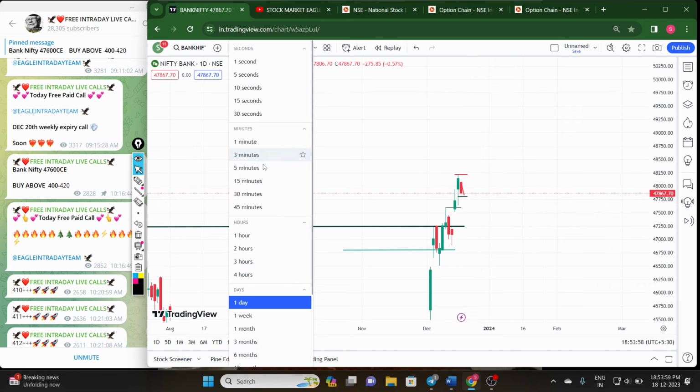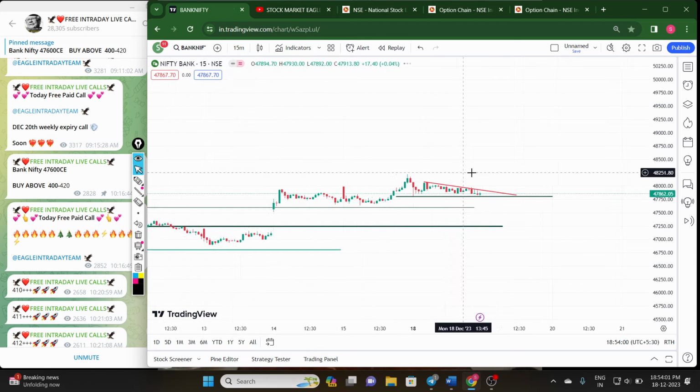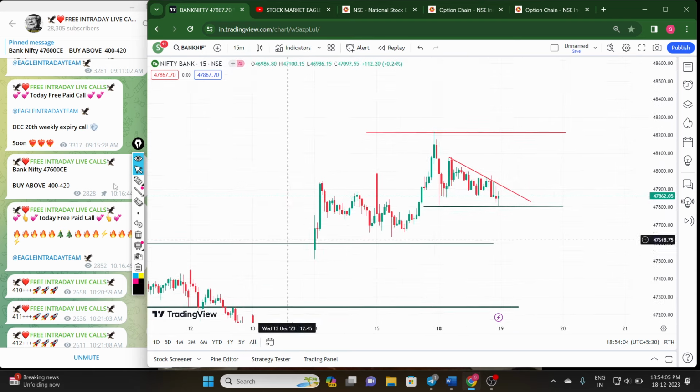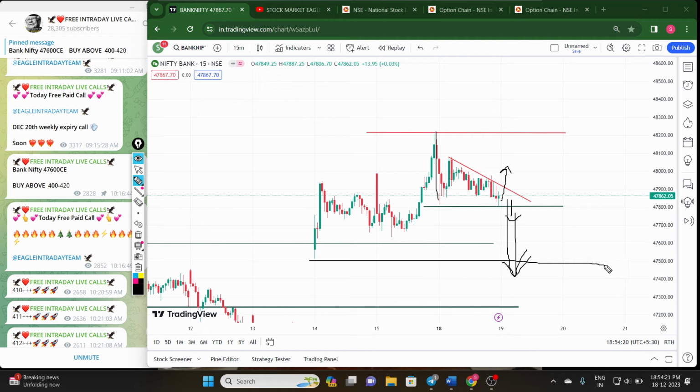So now coming to the 50 minute chart, you can observe here in Bank Nifty, this is a very clear triangle shape. This is a very powerful pattern. In case price breaks out upside, big momentum; if price breaks downside, big momentum is expected in the Bank Nifty. So further downside momentum is expected. This support zone is very important tomorrow.